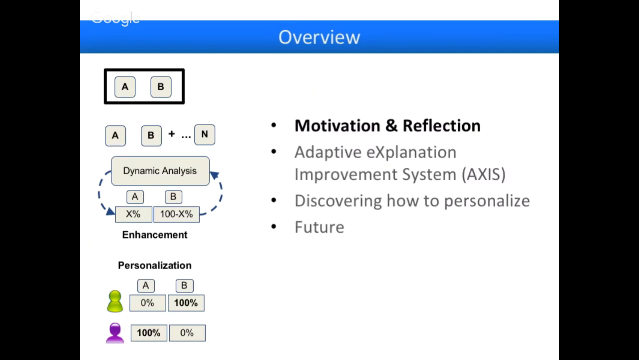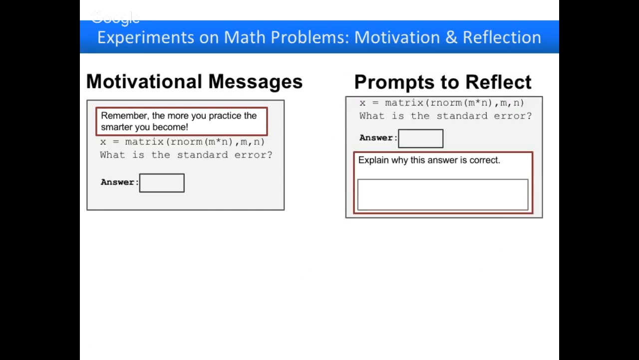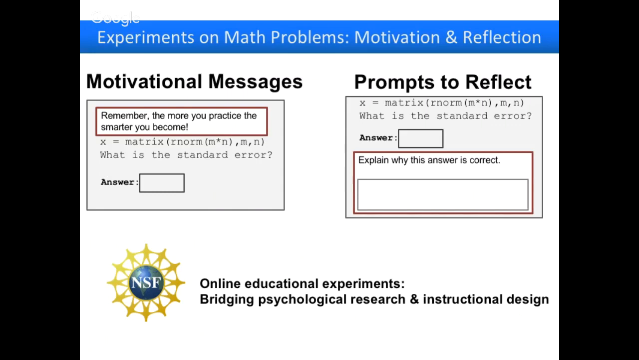So to start on the first part, 2 experiments about enhancing motivation and reflection. These are experiments I looked at in the context of math problems, where I'm trying to understand how can we design motivational messages that get people to solve more problems, and could we design prompts to ask students to reflect, to explain their reasoning in a way that enhances learning. And this is work that was funded by a National Science Foundation grant, where we were basically funded to bring experiments out of the lab into a real-world setting.